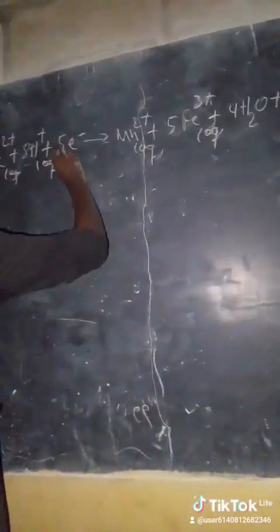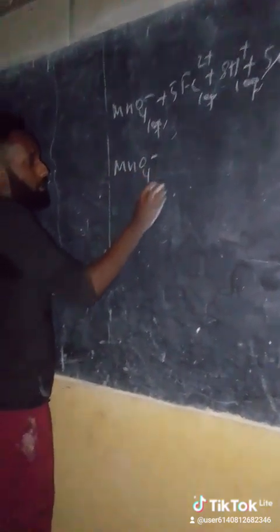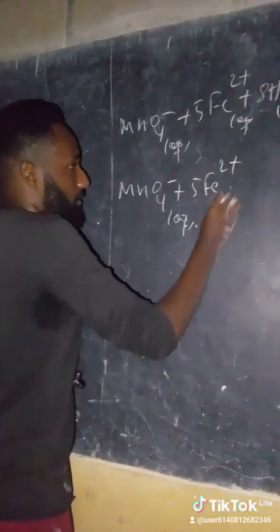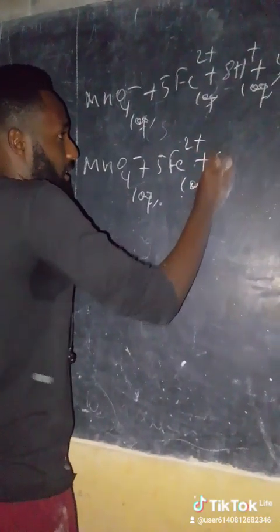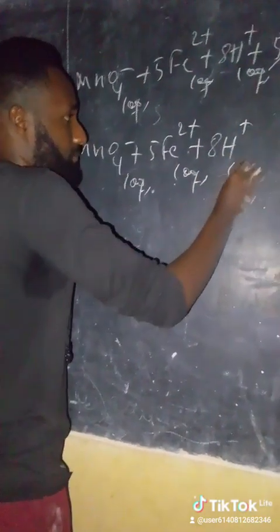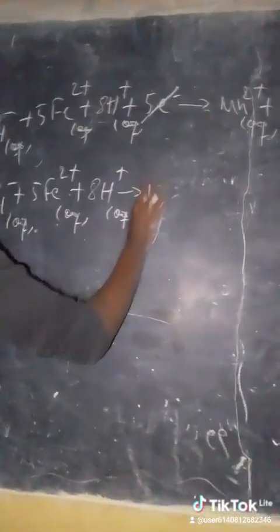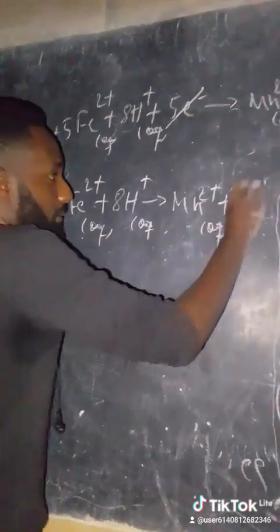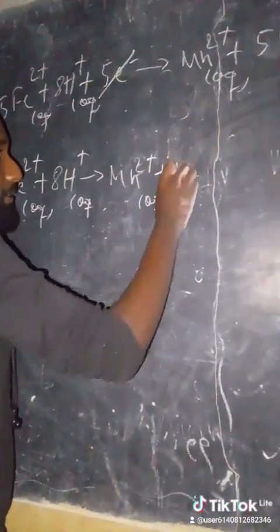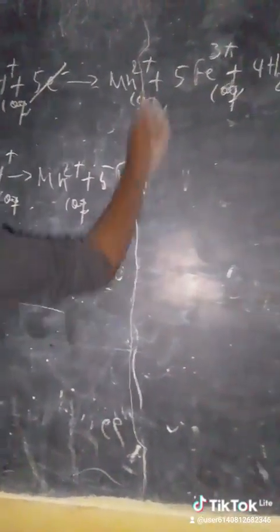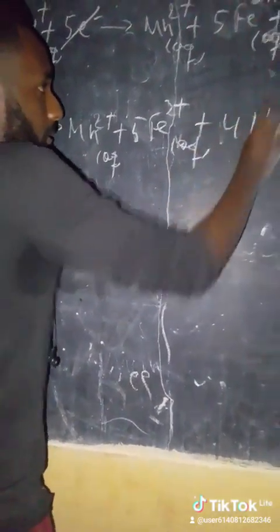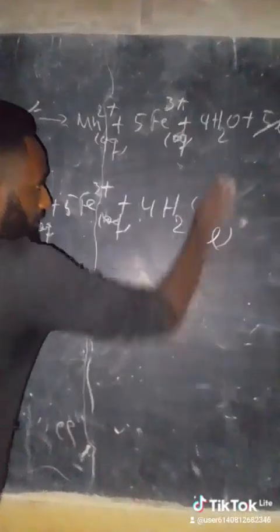So electrons are going to eliminate the electrons, and we remain with manganate ions react with 5 moles of iron 2 ions plus 8 hydrogen atoms in acidic medium to produce manganese 2 ions plus 5 iron 3 ions plus 4 moles of water.